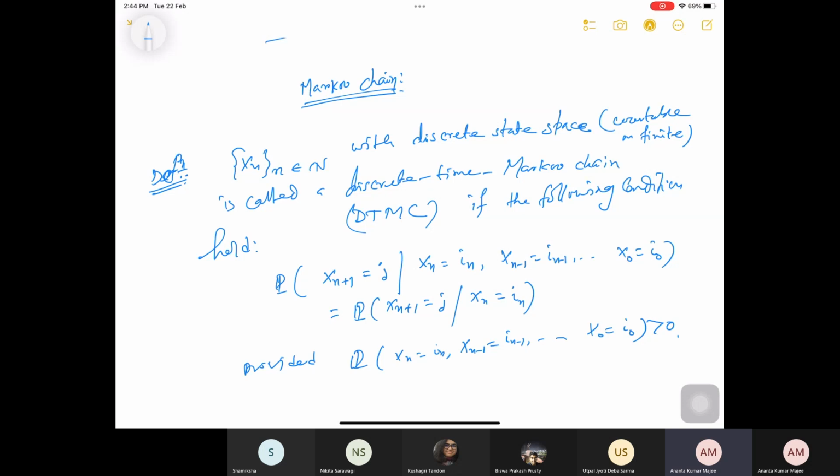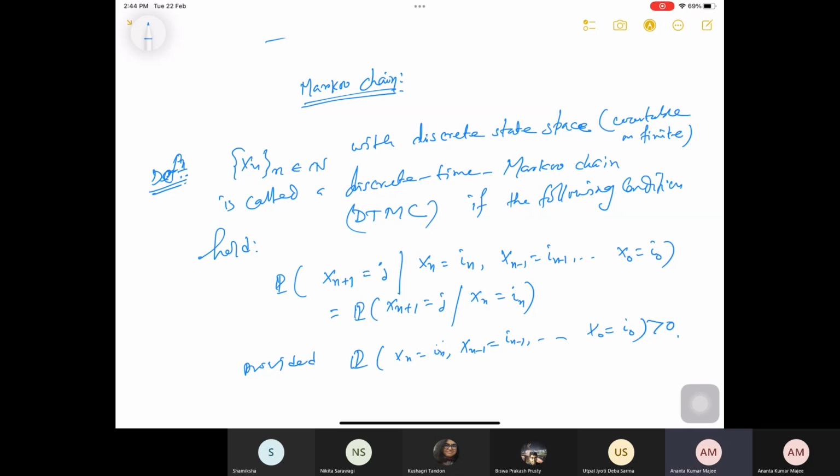What it says is that if you want to predict the probability of the future given all the information, you don't need all the past information, you only need the present information. This is the same as the probability of X_{n+1} = j given X_n = i_n. If you remember, whenever I defined this Markov property, I wrote it in exactly that form, but with respect to some Borel measurable functions. But one can use all these definitions, which are basically equivalent.